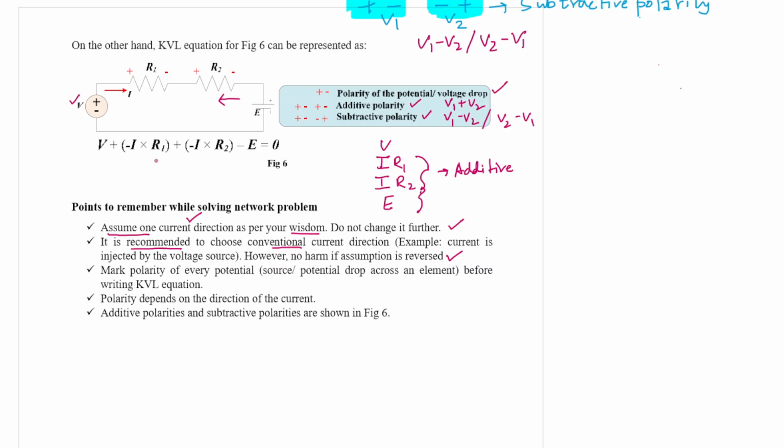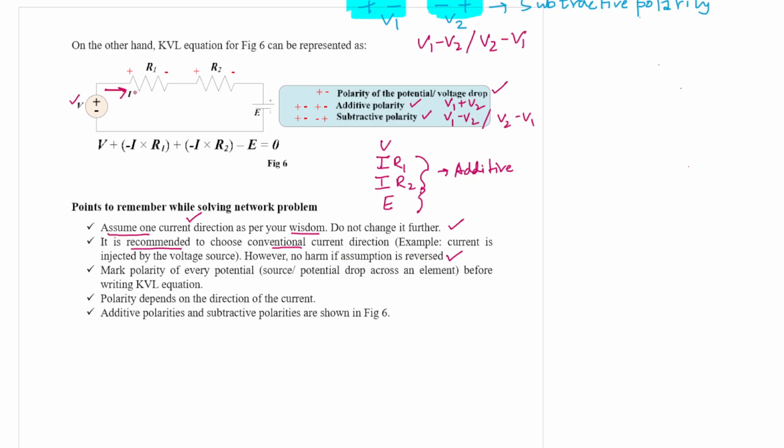Now, according to the direction of the current as per your assumption, mark the polarity of every potential. That I have marked here. I have chosen this current direction. For the time being, I am erasing this arrow. As per your assumption, mark the polarity.